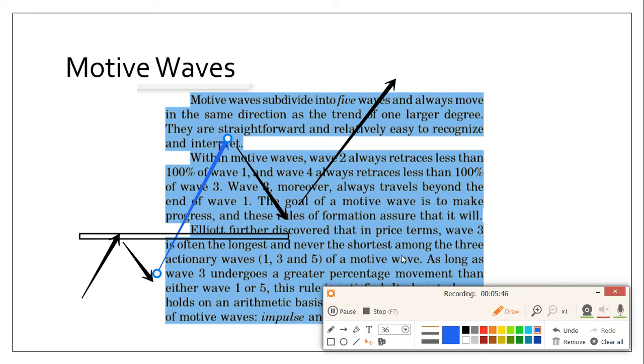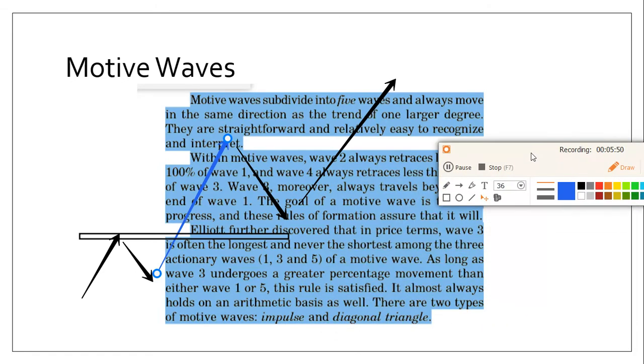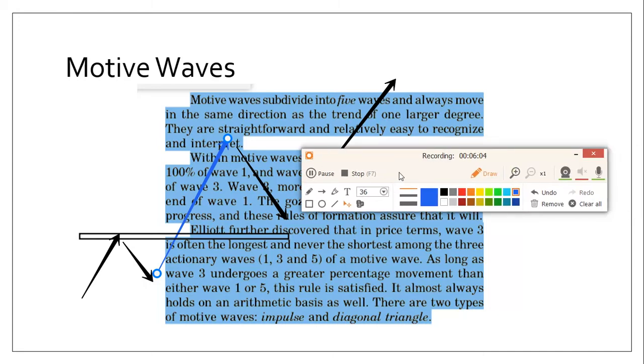As long as wave 3 undergoes greater percentage movement than either wave 1 or 5, this rule is satisfied. It almost always holds on an arithmetic basis as well. So this is just a brief summary of what I've been emphasizing since we started learning the 5-wave pattern. Those three principles that I kept on mentioning that you should never forget.